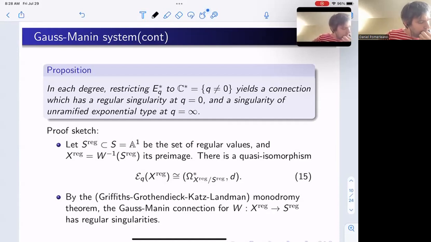And so the theorem is that this module here has a regular singularity at Q equals 0 and a singularity of unramified exponential type at Q equals infinity. And so the way that this is proven is, if you have something that's non-singular, then you can prove that this Gauss-Manin system gives you the standard Gauss-Manin system, in the sense that you learn in, say, Voisin's book, like a vector bundle with a connection where all the cohomologies of the fibers have the same rank, and you get a local system in that way.